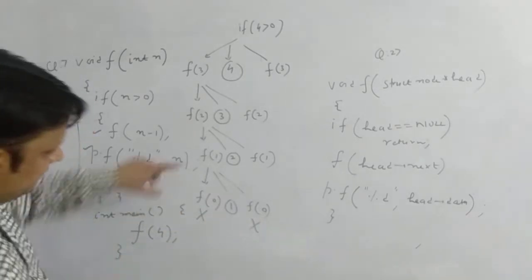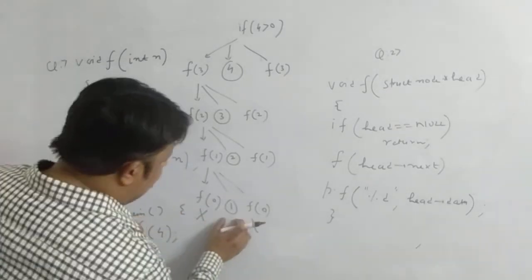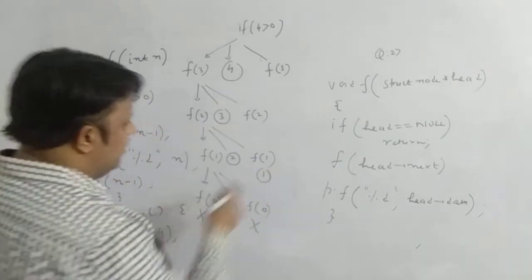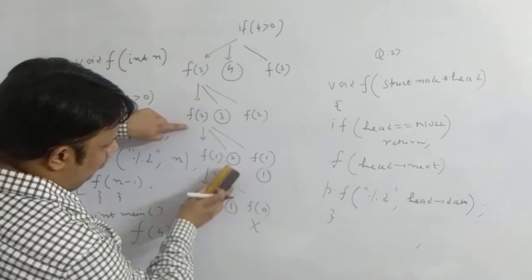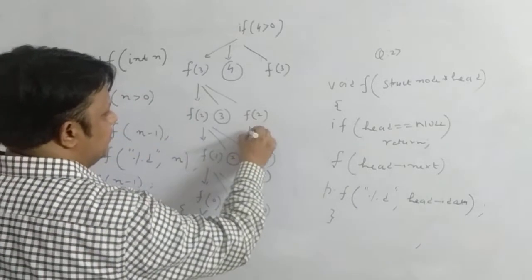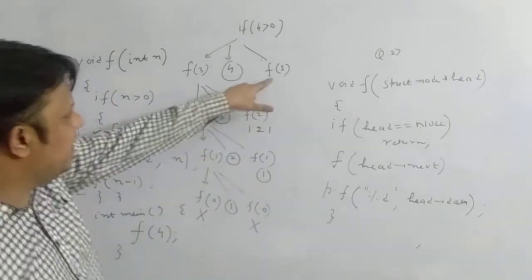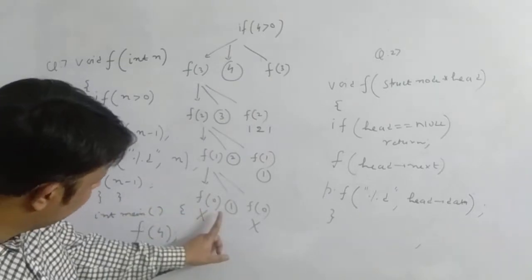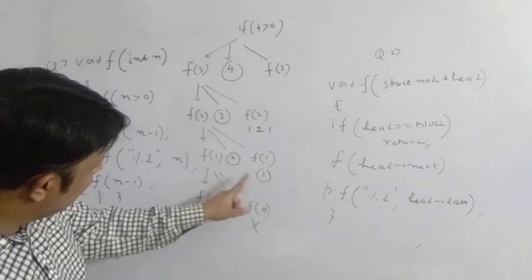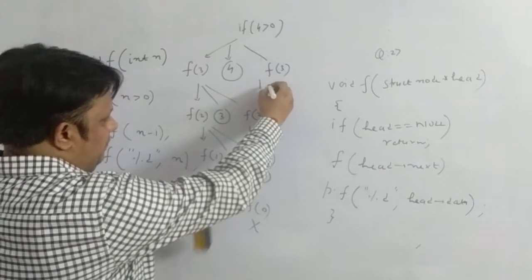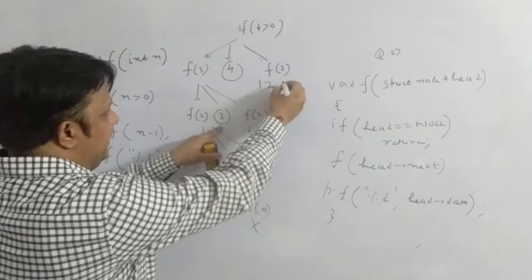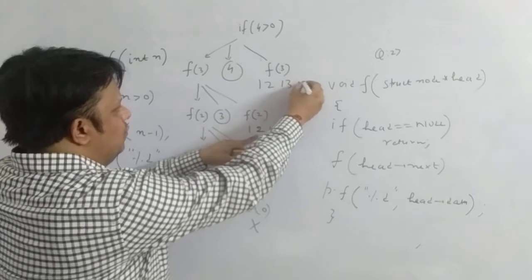So now see guys, when you call this f1, 1 is getting printed, so I am directly writing 1 here. When you call this f2, what is getting printed? 1, 2, 1 is getting printed, so I am writing 1, 2, 1. When you call the f3 function, what is getting printed? It is 1, 2, 1, 3, 1, 2, 1, right?